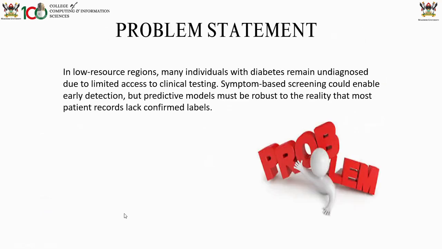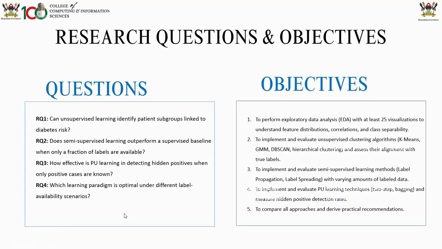So what's our problem statement? Our problem statement in this case is that in low resource regions, many persons with diabetes remain undiagnosed due to limited access to clinical testing. And we see that symptom-based screening could enable early detection, but predictive models must be robust to the reality that most patient records lack confirmed labels.